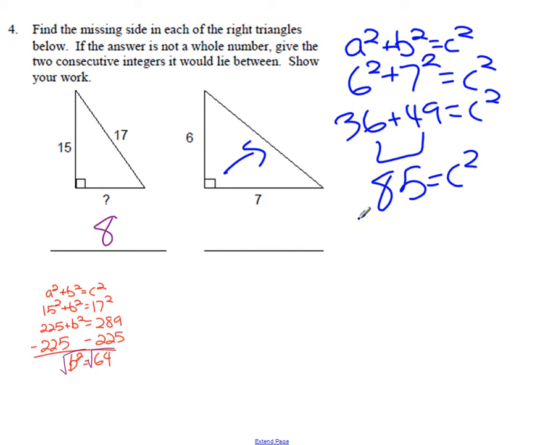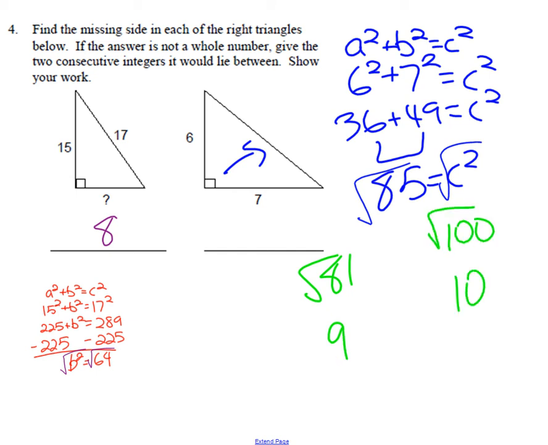If we were to take the square root of that, I just changed it to the same color. That is between the square root of 81, which is 9, and the square root of 100, which is 10. If we look at the question, it says give the 2 consecutive integers it would lie between. So we would put 9 and 10. Make sure to read the instructions. If not, take points off.